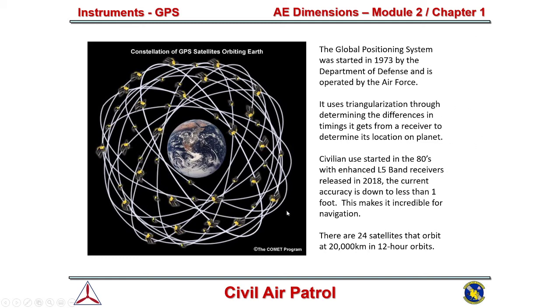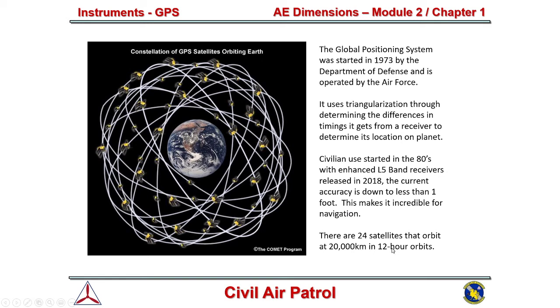Now, there are 24 satellites in orbit at any given point in time. They are at, give or take, 20,000 kilometers, and they orbit the Earth once every 12 hours. All right, so those are good. That's a good thing to know for your test: 24 satellites, 20,000 kilometers, and 12-hour orbits.